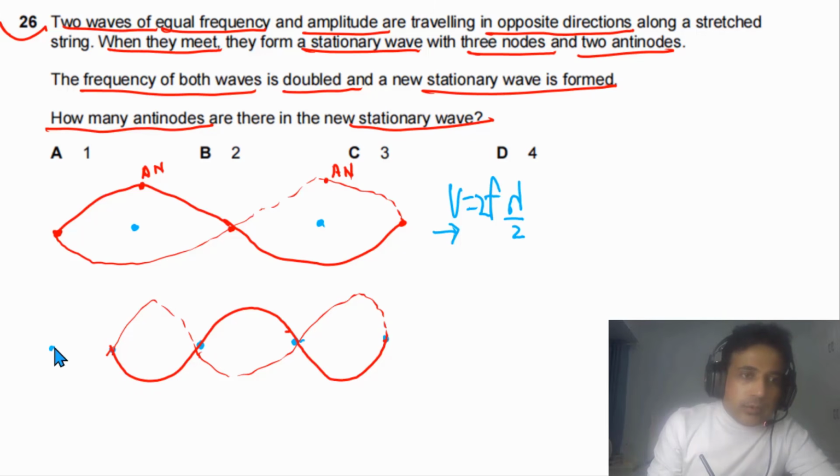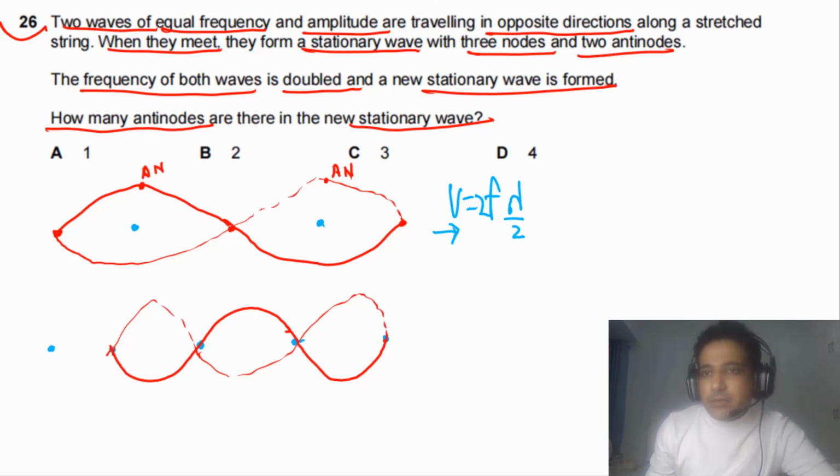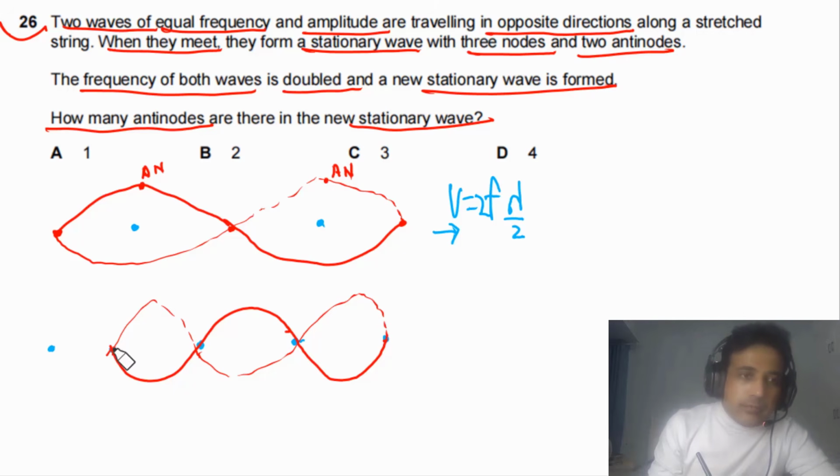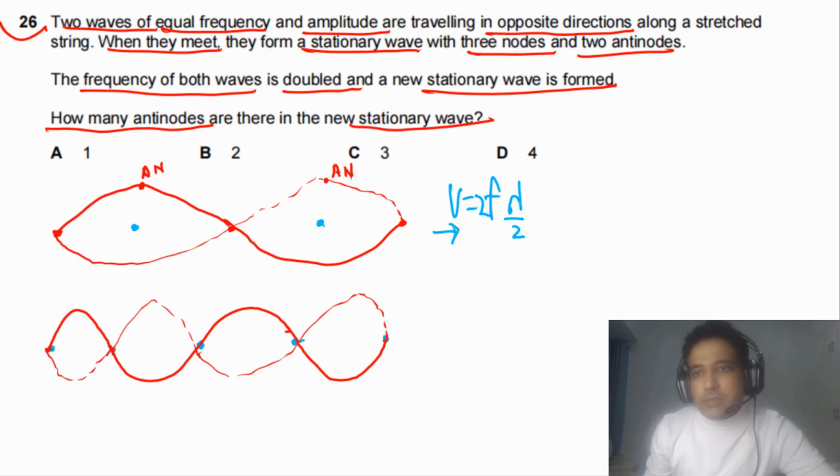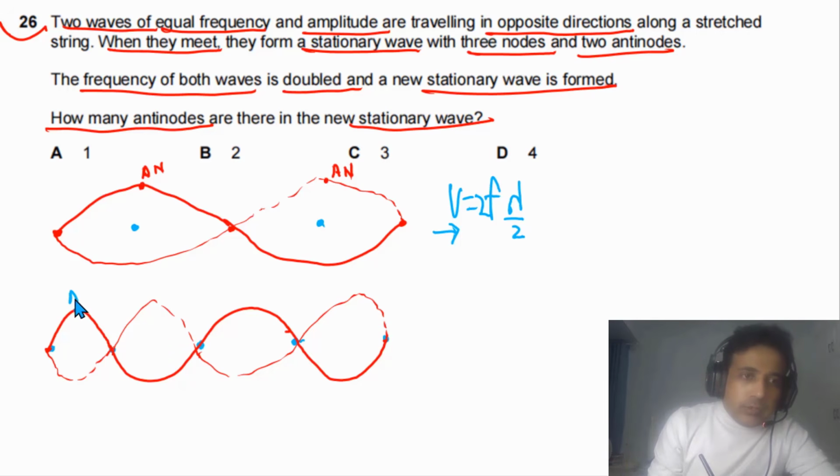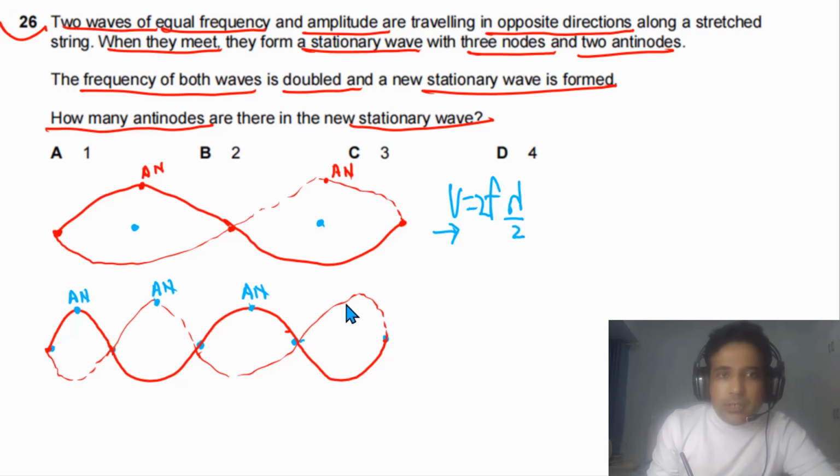So I can draw this node here, and let me use the same color. We have this one here, and here we have this. This is a bit better. So in this case, we have one antinode here. This is one antinode, this is another antinode, and here we have another antinode, and here we will have another antinode. So we have 4 antinodes in the new wave. So the answer for this question has to be D.